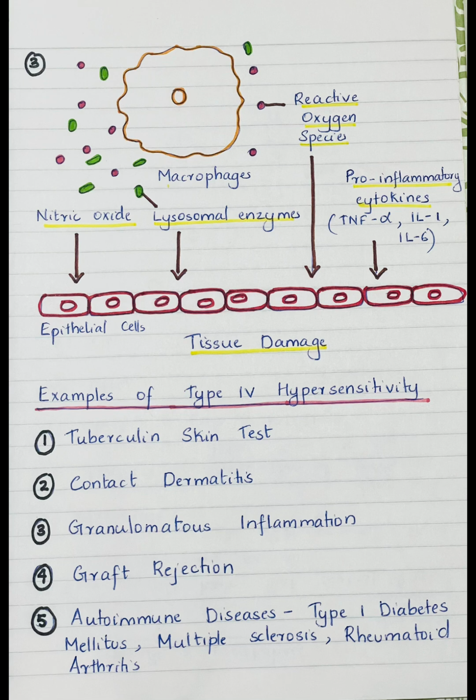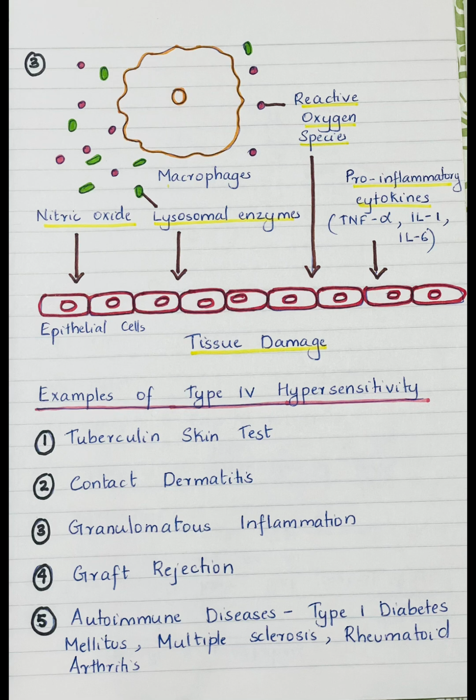Examples of type 4 hypersensitivity reaction. Tuberculin skin test. In this test, a reaction to Mycobacterium tuberculosis antigens that are injected into the skin causes redness and swelling after 48 to 72 hours if the person has been previously exposed. Another example is contact dermatitis. This is a skin inflammation that is caused by contact with allergens like poison ivy, nickel, latex, or cosmetics, which is triggered by a T-cell mediated immune response.